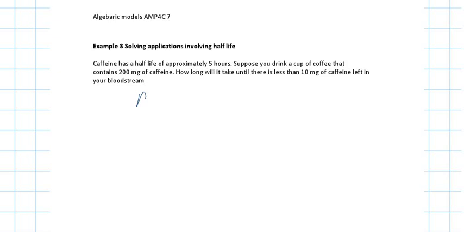So what formula do I use here? The half-life. So I'm going to start by writing out the formula. What am I given? What do I know? H is equal to what? 5 hours. Okay? What else do I know? Suppose you drink a cup of coffee that contains 200 milligrams of caffeine. What does this 200 represent? Initial. That's your initial. So that's A0.